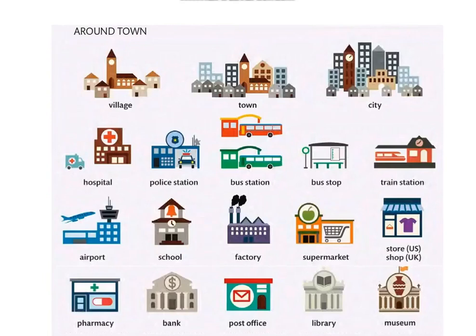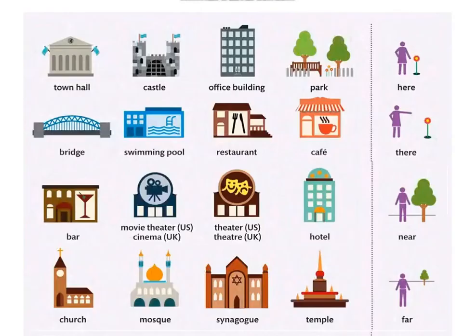Pharmacy. Bank. Post office. Library, and museum. Town hall. Castle. As you noticed, we don't pronounce the T. Okay, we say castle.